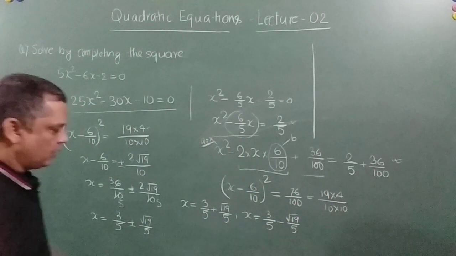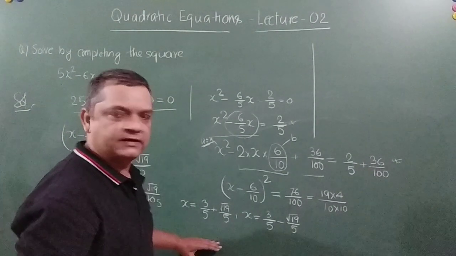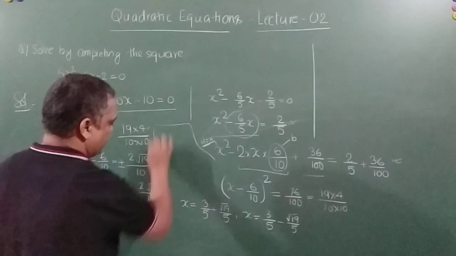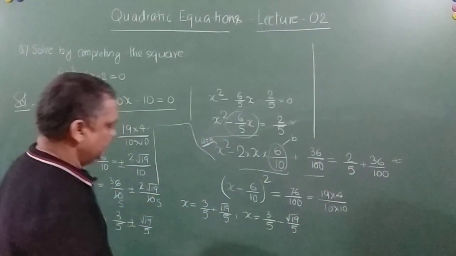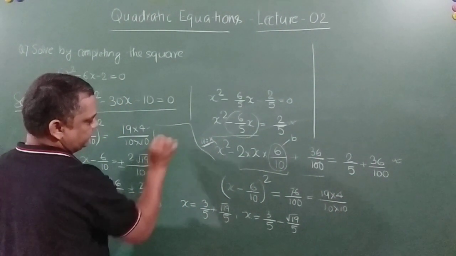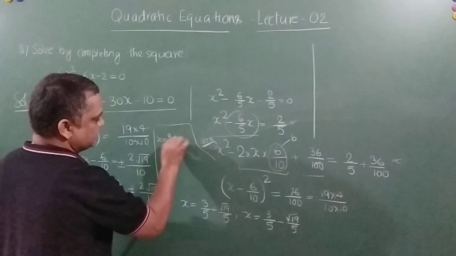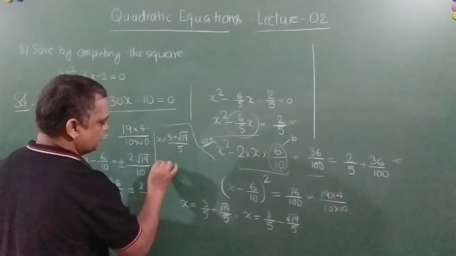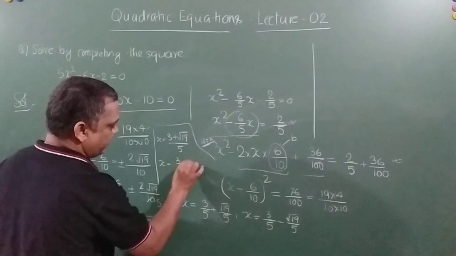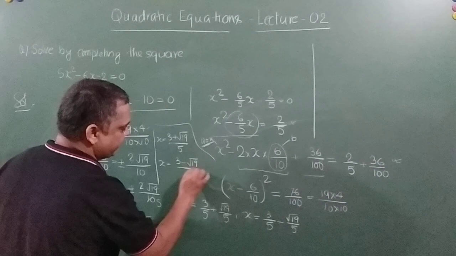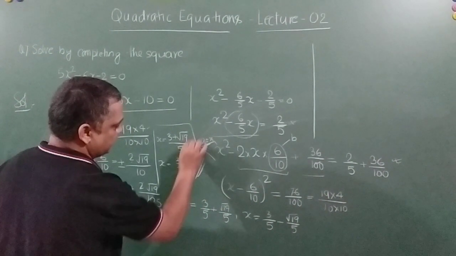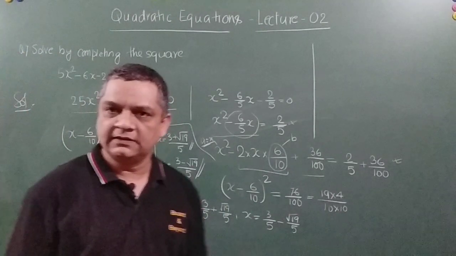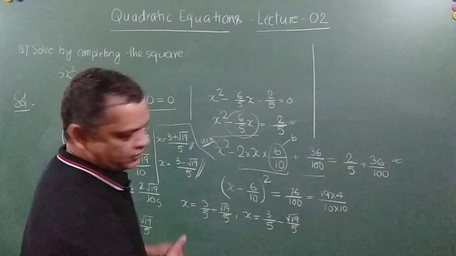You are getting it? Now we simply solve it here in this part of the board. So taking 5 common, x is equal to 3 plus root 19 by 5, that is one solution. x is equal to 3 minus root 19 by 5 is the other solution. You got it? So these are the two solutions for x, right friends? Okay, so we have understood this.